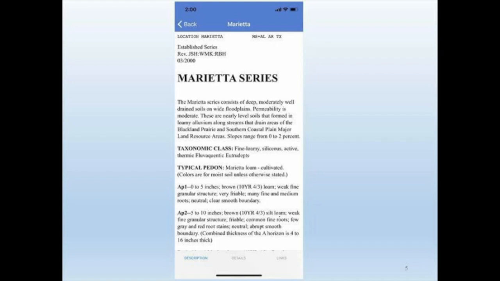But again, most of us now are working with non-native soils, something that was manipulated. So this gives you an idea of what was there before it was manipulated. So that's Soil Web.